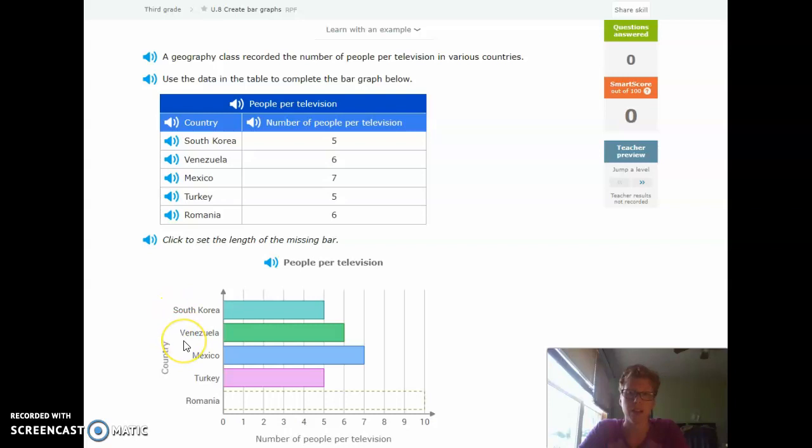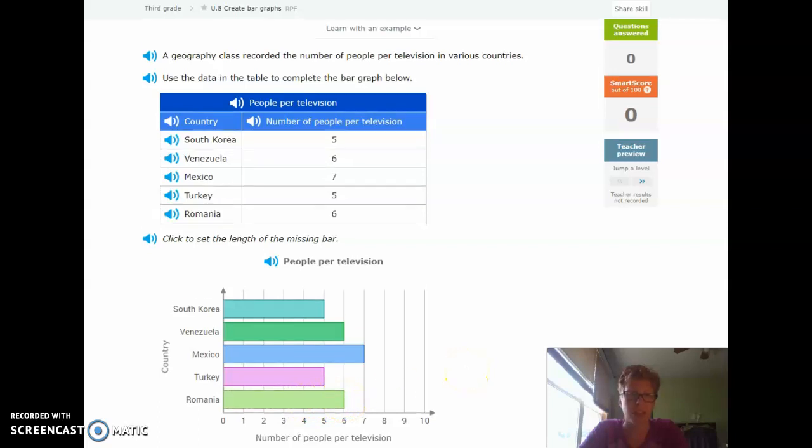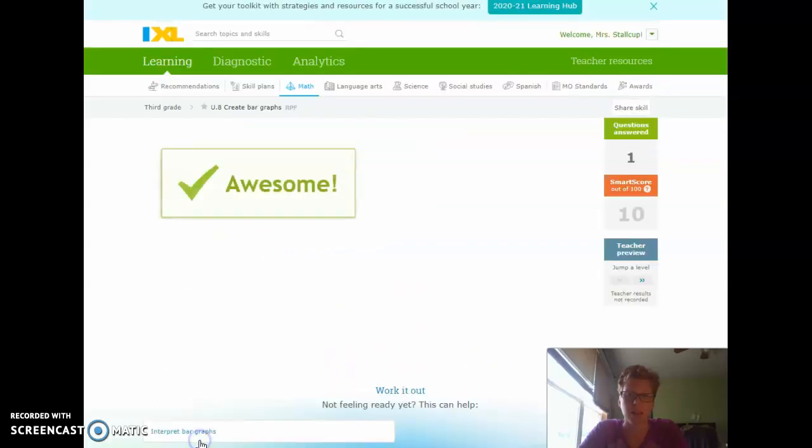I see that South Korea, Venezuela, Mexico, and Turkey have been filled out. But I see that Romania is missing. So I'm going to assume that that is where I need to use the chart to fill in the information. I'm going to go up here to this chart, and I look at the country of Romania. What do you see? How many people per television? 6. 6 people. So I'm going to go to my bar and fill in the number 6. Just click it, just like that. And then I submit my answer.